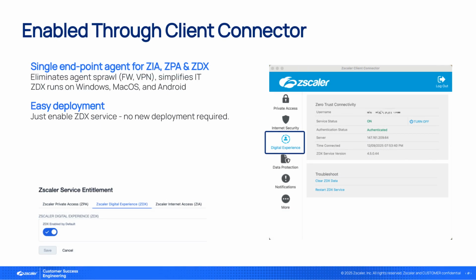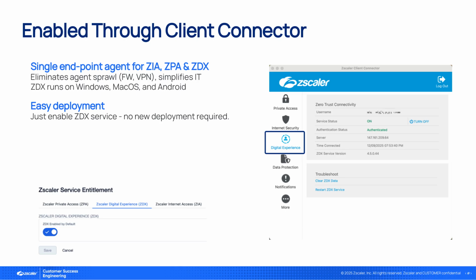Finally, it's worth noting that deploying ZDX is incredibly easy and can be done in just a few simple steps. First, note that ZDX requires Zscaler Client Connector, our single lightweight endpoint agent, which is used for ZIA, private access, and ZDX. With ZCC deployed, rolling ZDX out to your users is as simple as enabling the ZDX service entitlement in the Client Connector portal. A single click is all it takes.